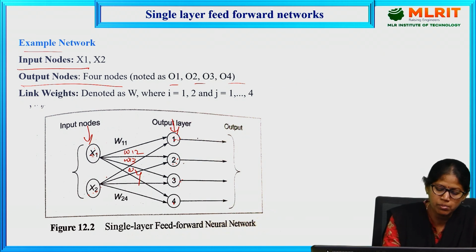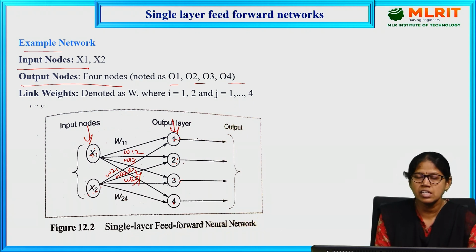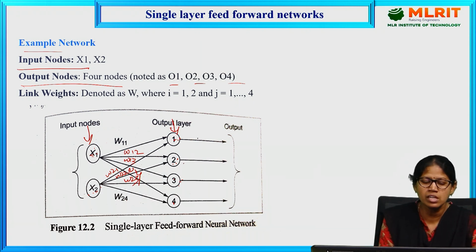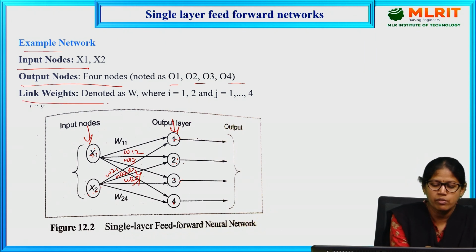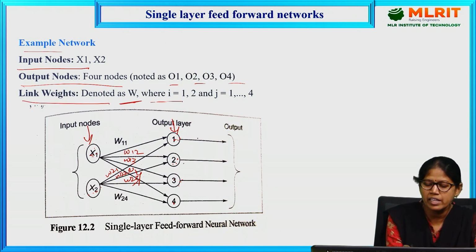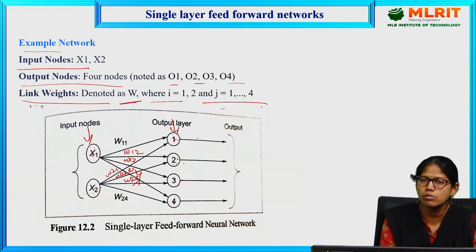In the same way, W21, W22, W23 and W24. Each and every link will be associated with a weight. These link weights are denoted as Wij, where i equals 1, 2 and j equals 1, 2, 3, 4.